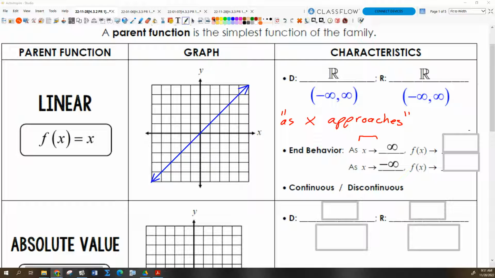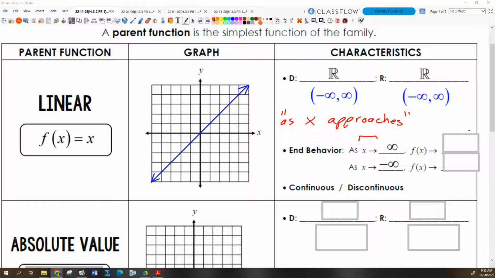As x approaches infinity. Now, why do we say approaches infinity? Why don't we say as x gets to infinity? Can you get to infinity? No, you can't, can you? Right? It's just, what is infinity? It's not a number. It just means forever in one direction, without bound or without limit. So as x approaches infinity, f of x approaches blank.